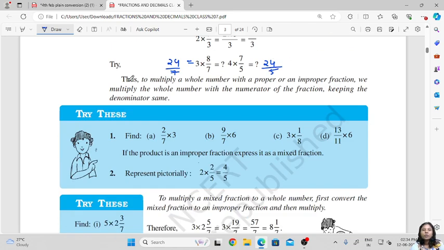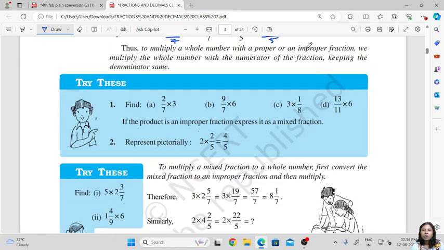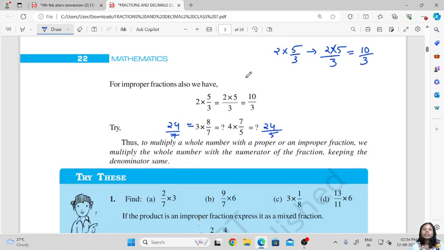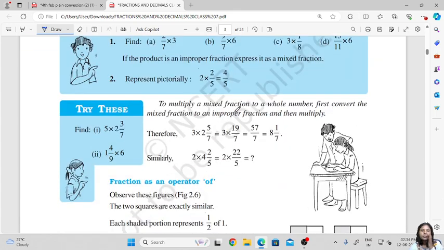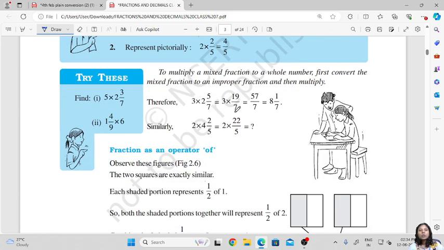So to multiply a whole number with a proper or an improper fraction, we have to multiply the whole number with the numerator of the fraction and keep the denominator the same. That is what we are doing. We are multiplying only these two numbers, and this we keep as it is. So now, to multiply a mixed fraction to a whole number, first convert the mixed fraction to an improper fraction and then multiply.